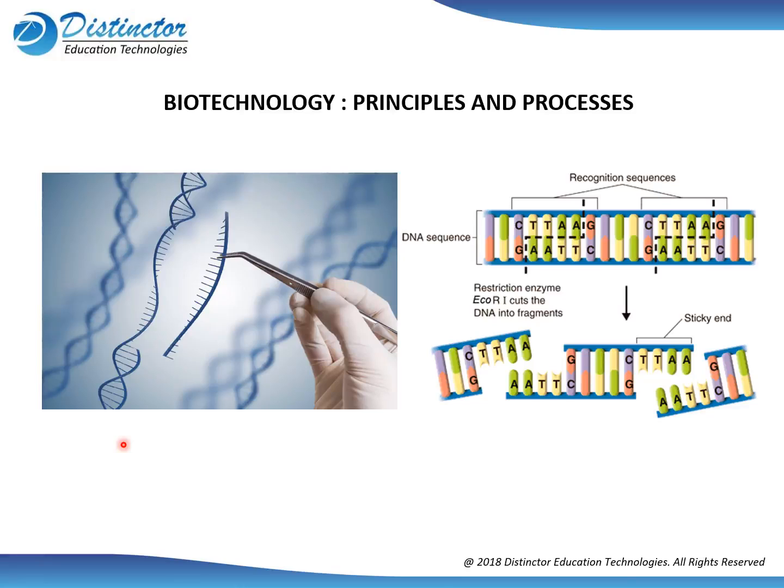Hello everyone. So now we are going to continue the second KIMS in the biotechnology principles and processes. In this we are going to study about the restriction enzyme. What is the function of a restriction enzyme? How is this function going to occur in a DNA? In the first KIMS we learned that a restriction enzyme is able to cut the DNA strand.